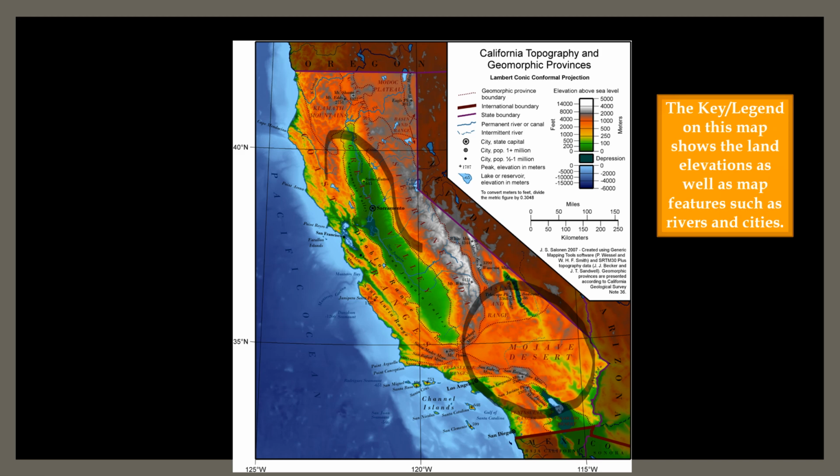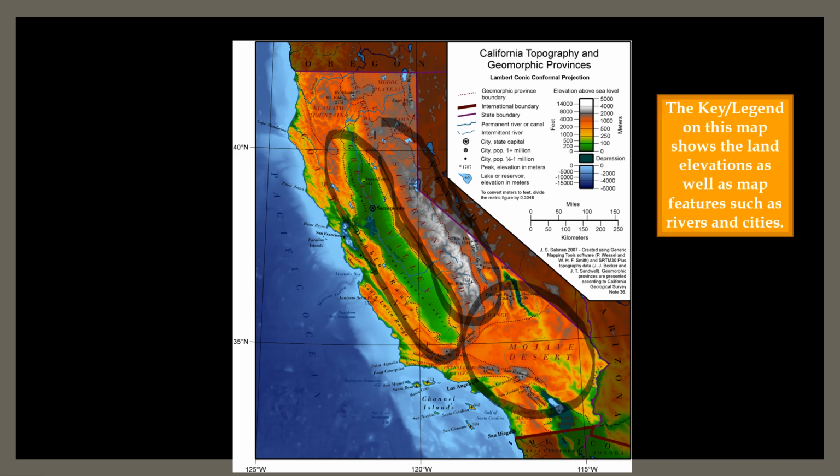Moving into the Great Valley. The Great Valley is going to be anywhere from sea level to 500 feet, and in some places around the edges, going to be about 1,000 feet above sea level. And then finally, we have our Sierra Nevada mountains. And in the Sierra Nevada mountains, it goes above 14,000 feet. So we are 14,000 feet or more above sea level in elevation.